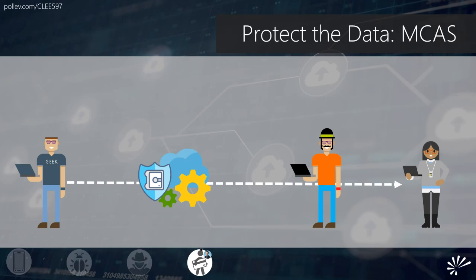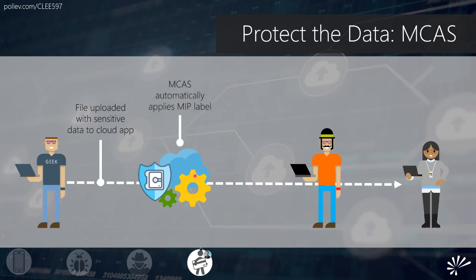But as a very basic example of what MCAS can do, and again, this is just a little piece of what MCAS is. If I have my geek over here and he wants to upload a file, let's say to Dropbox. It doesn't have to be Office 365. But it's to Dropbox. So he wants to upload a file with sensitive information. Okay, great, he does that. MCAS detects that sensitive information being uploaded to that third-party SaaS app and automatically applies a protection label to it because it knows it's sensitive.